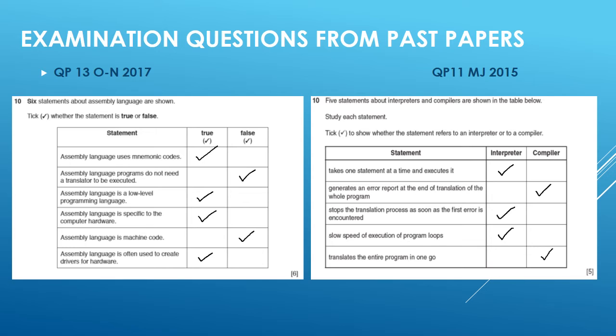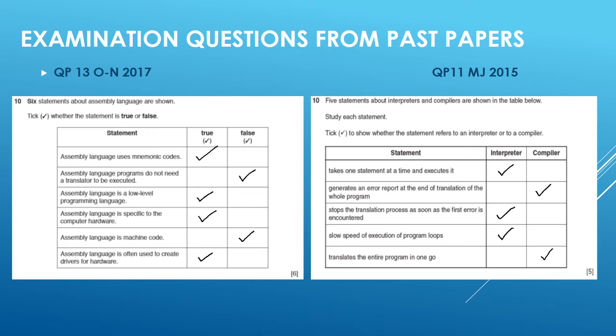There is another question, and the question paper variant is 1-1. This is May, June, and year is 2015. Here a few statements about the interpreter and compiler are given in the table, and we need to mark the tick accordingly. So let's start with the first statement. Takes one statement at a time and executes it. For sure, that is interpreter.